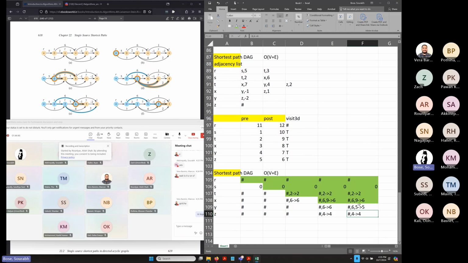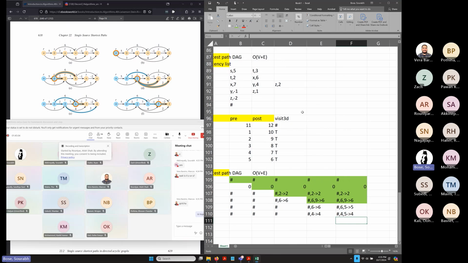And now we are looking at X to Z. Z is currently 4. S to X is 6, 6 plus X to Z, which is 5. So it is offering 11... it remains 4, right? And that's that.